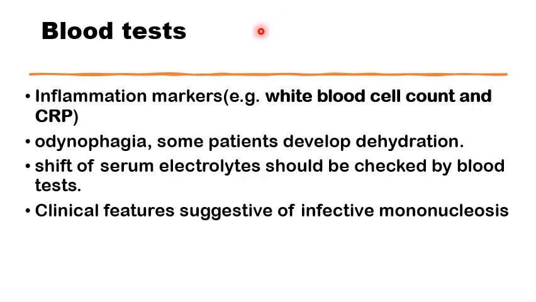Routine blood tests for inflammation markers like CRP or white blood cell count would be useful. Also, in cases of dehydration due to the odynophagia, there may be a shift in the serum electrolytes that can be checked by a blood test. And if there is suspicion of infectious mononucleosis, blood test would also help to exclude it.